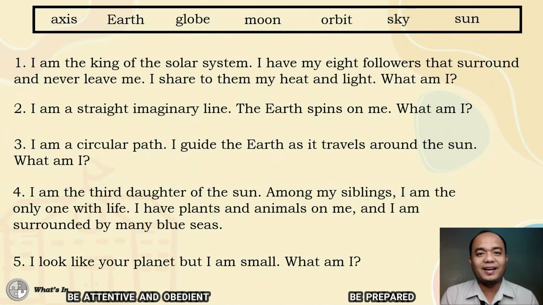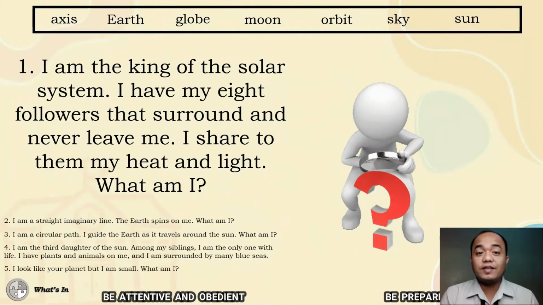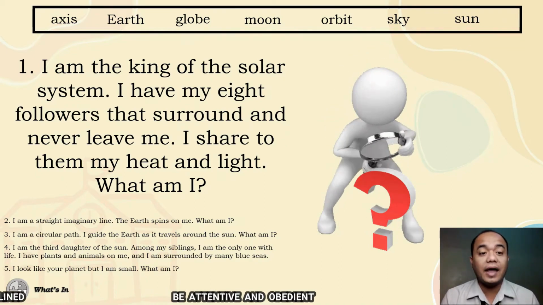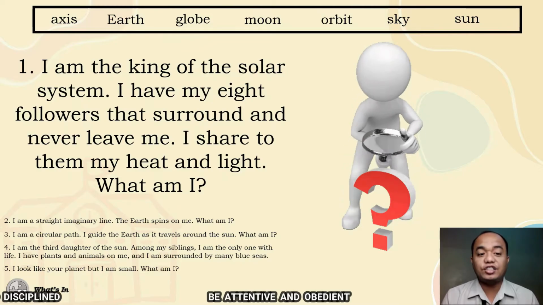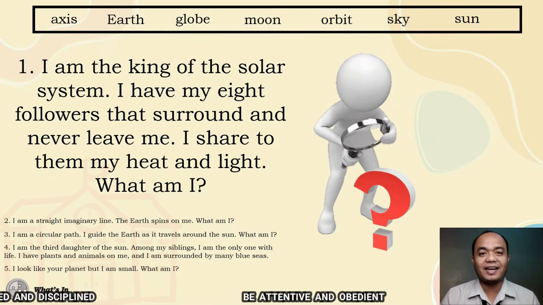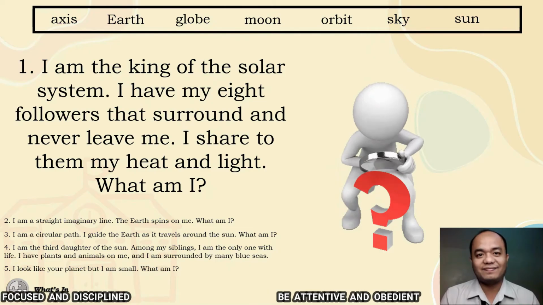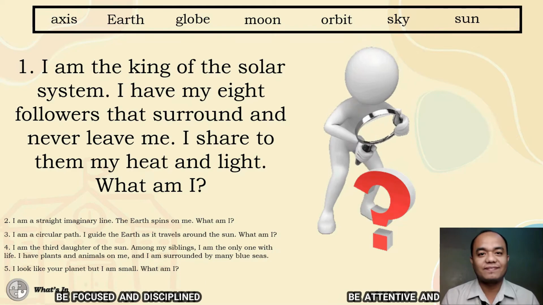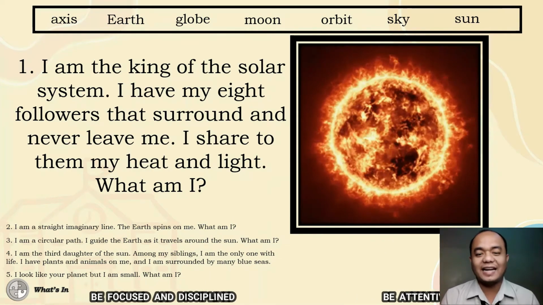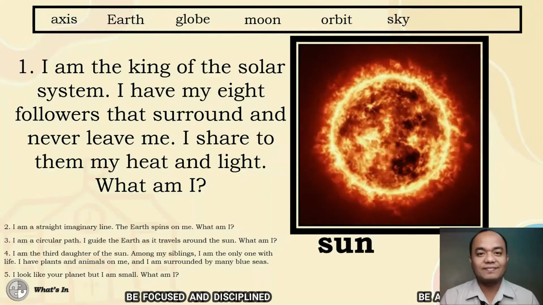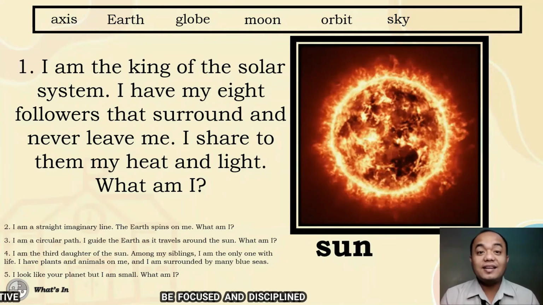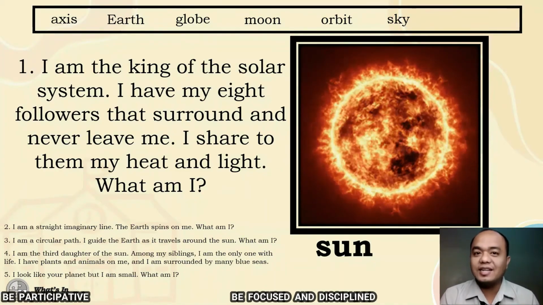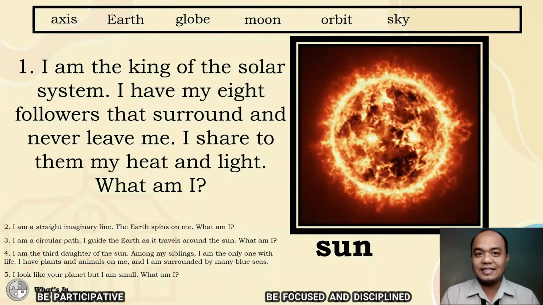Let's have number 1. I am the king of the solar system. I have my 8 followers that surround and never leave me. I share to them my heat and light. What am I? Choose your answer here inside the box. What is that? Correct! The answer is the sun. Yes, the sun is the king or the center of our solar system.